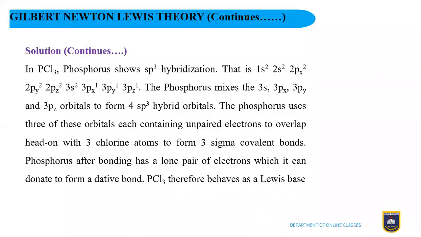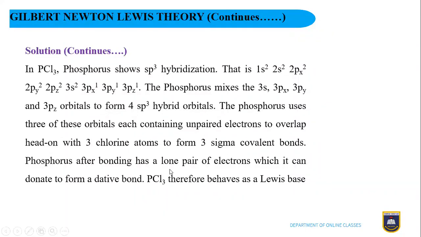They are called sp3 because you mix 1 s and 3 p orbitals, all the 3 p's, the px, the py, and the pz. So you have 4 orbitals available. But when combining with chlorine, you have just 3 atoms of chlorine, so it will use 3. The phosphorus uses 3 of these orbitals, each containing 1 unpaired electron, to overlap head-on with 3 chlorine atoms to form 3 sigma covalent bonds.